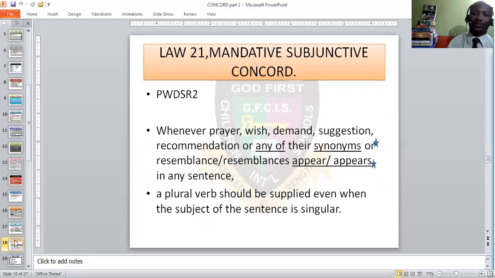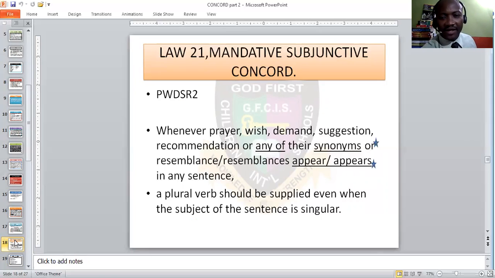Now, it posits that whenever a prayer, wish, demand, resolution, or suggestion, rather. Let me take it again. Whenever a prayer, wish, demand, suggestion, or resolution is used in a sentence, it must take a plural verb. That is why we have square. Whenever prayer, wish, demand, suggestion, recommendation, or any of their synonyms, their resemblance, appear, look at what I say in this sentence.